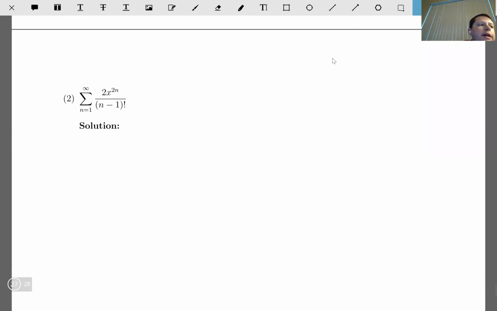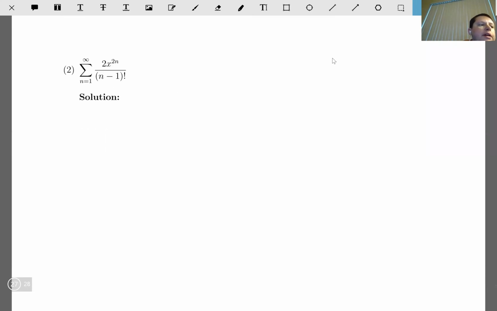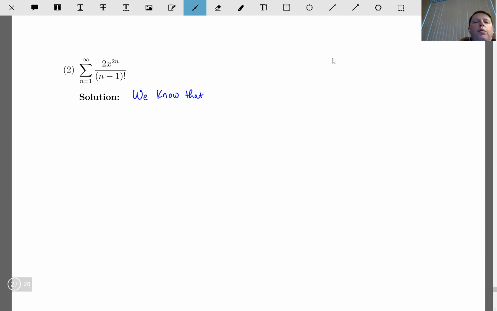All right, let's do a slightly different one. And this is a wee bit of a more entertaining problem, right? Because we have 2x to the 2n over n minus 1 factorial, which looks absolutely nothing like anything we have. But we know that we have something with powers over factorial. Specifically, we know that e to the x is the summation n going from 0 to infinity of x to the n over n factorial.